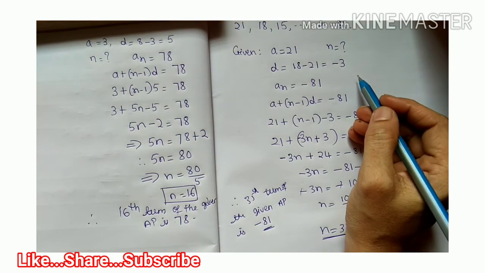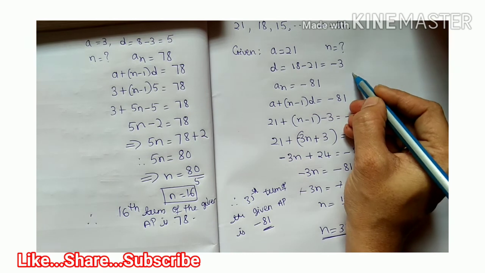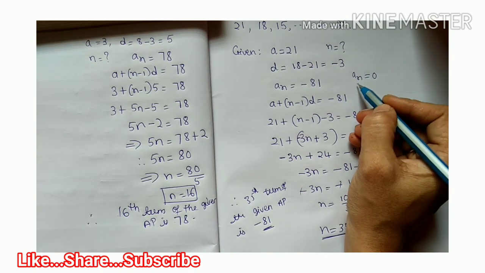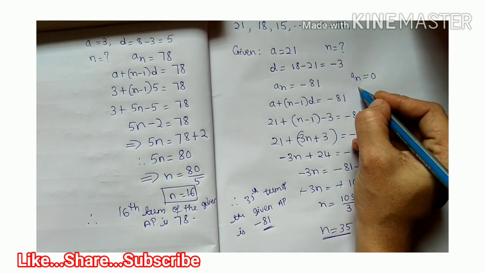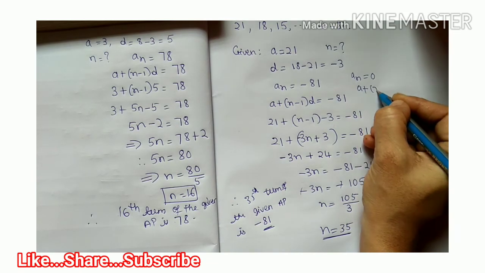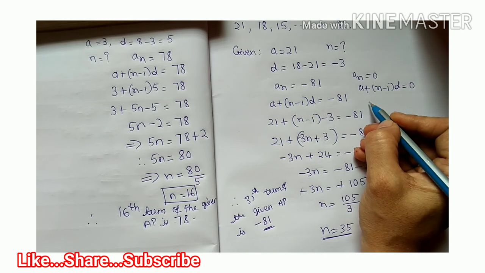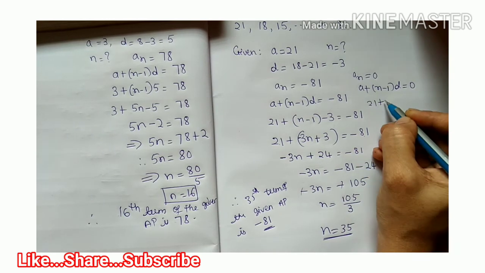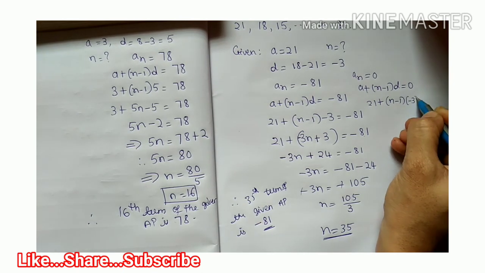In this, we also want to know if there is any n for which an is equal to 0. If there is any n for which an is equal to 0, then a plus n minus 1 d is equal to 0. Here 21 is a, the first term, plus n minus 1 into d, minus 3, is equal to 0.